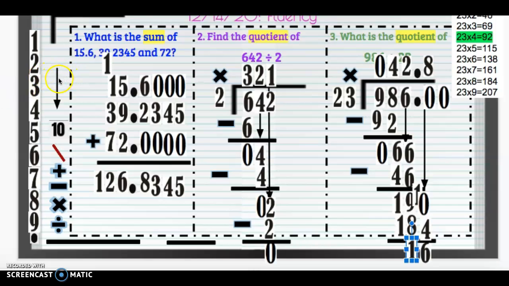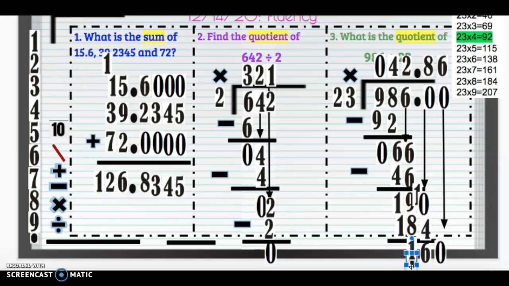And then I'm going to bring down my other 0. And again, you will have plenty of zeros. So I got to ask myself, how many times does 23 go into 160? Well, let's look. 7 is too big. Not way too big, it's just 1 over. So we're going to have to use 6 again. So 6 times 23 gives me 138.